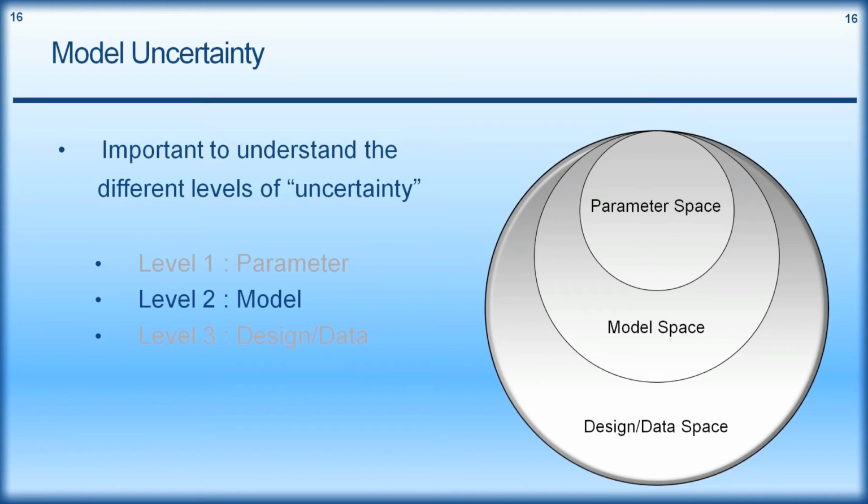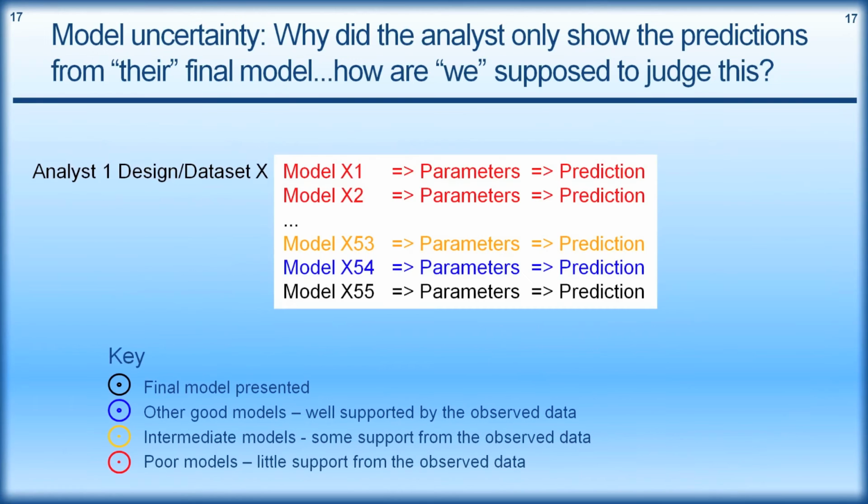So we've talked a little bit about parameter uncertainty. Now let's talk about model uncertainty. So when we think about model uncertainty, we can ask, why did the analyst only show the predictions from their final model? And how are we supposed to judge this?